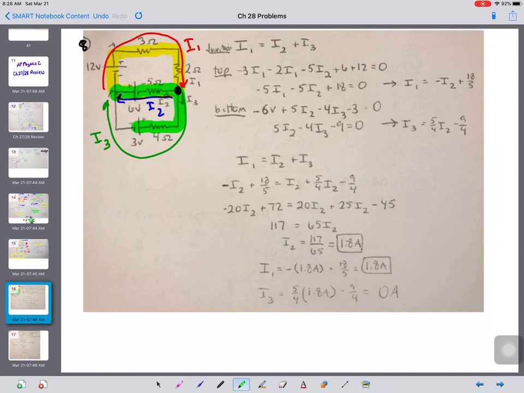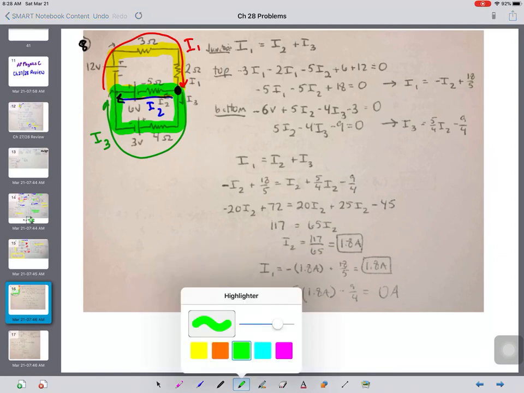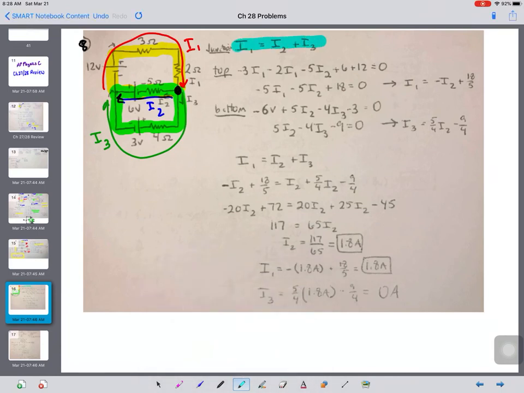We hit the battery, positive terminal to negative terminal. That's going to be a decrease, so that's negative 3 volts. And then we've completed the circuit. So you've got your 3 equations right there, right here, and right there.